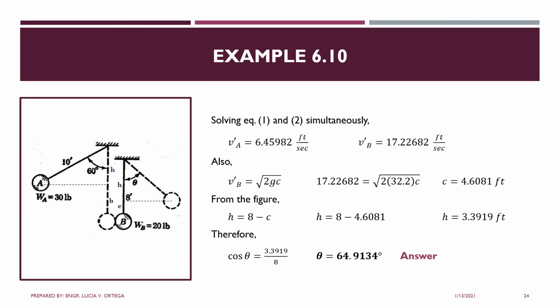So you know h, and you know this is 8, so you can solve for cosine theta. That is the adjacent side 3.3919 over the hypotenuse 8. Therefore, theta is 64.9134 degrees.